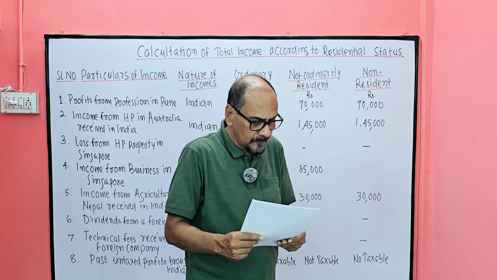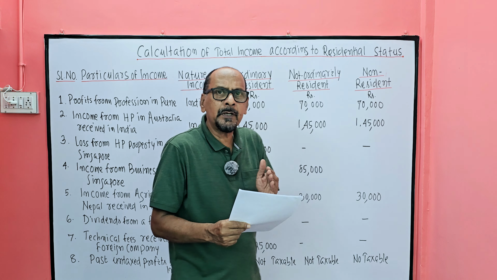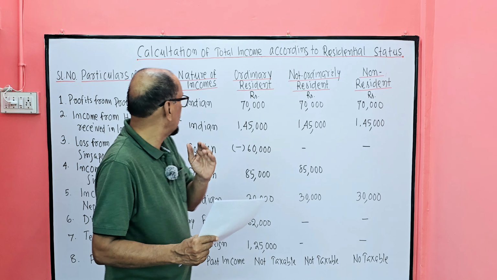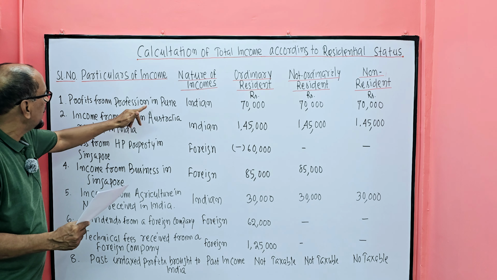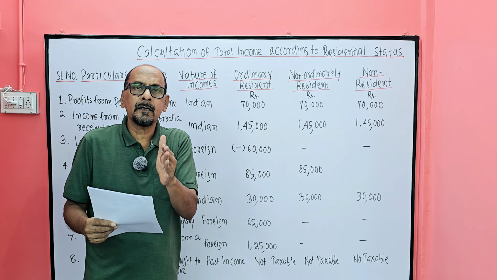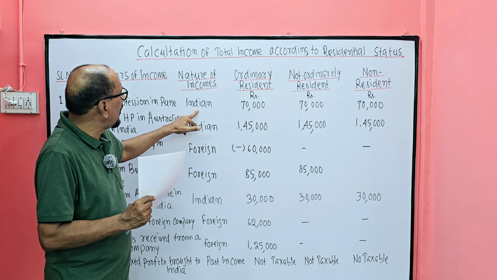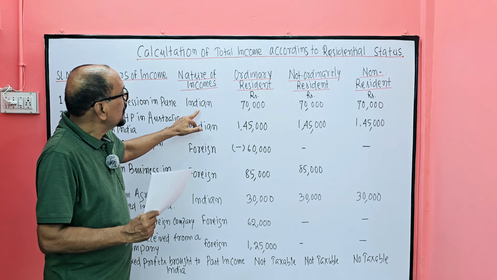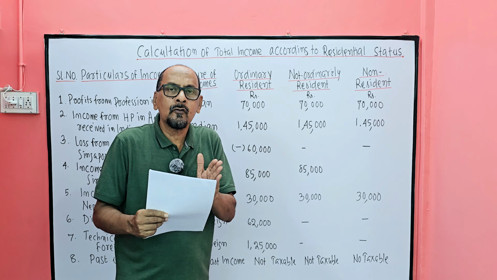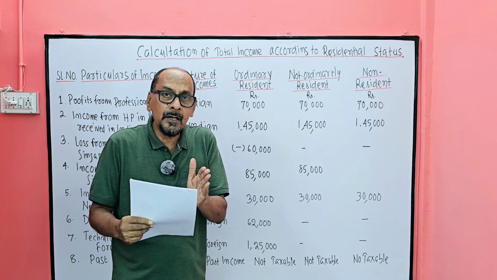So here, let us see the first one. Profit from a profession in Pune, received in Singapore. That is mentioned: profit from a profession in Pune, received in Singapore. So Pune is an Indian city, so here the nature of income is Indian income. So rupees 70,000 is taxable in all three cases because it is an Indian income.